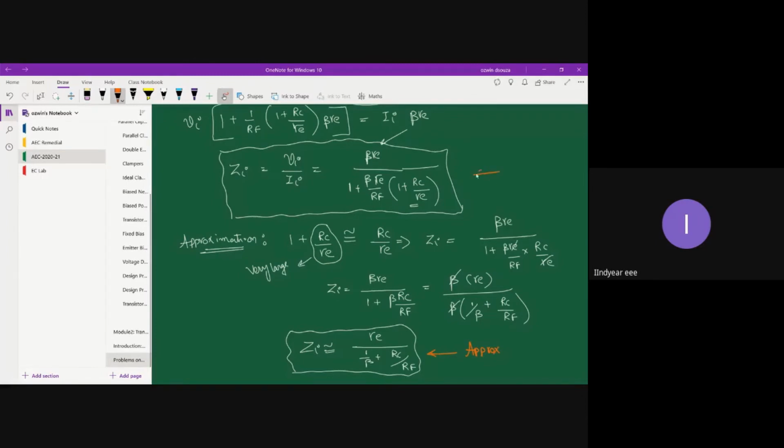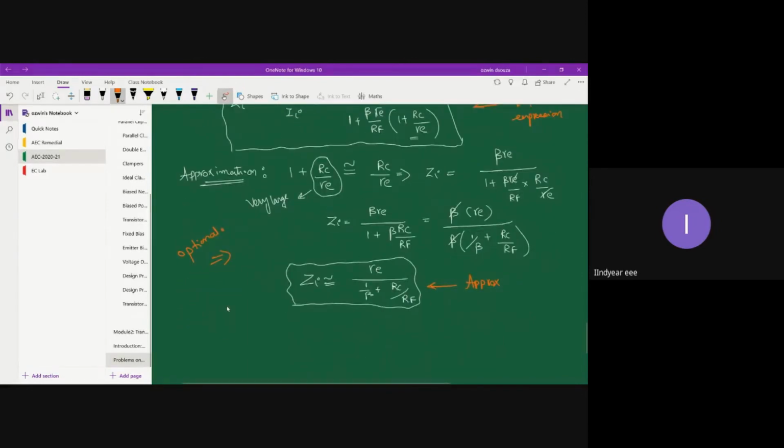This is my approximate expression, and this is my exact expression. This approximation is optional. If you get the trick, you can provide it. If you don't get the trick, it's okay, you can leave it off. Okay, so this is your input impedance. Did you understand?